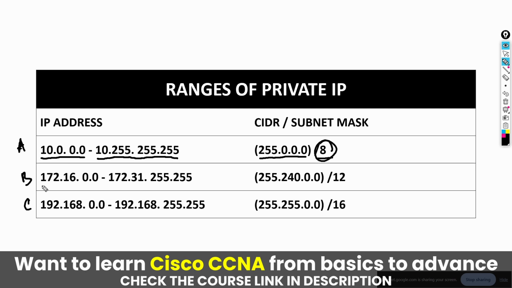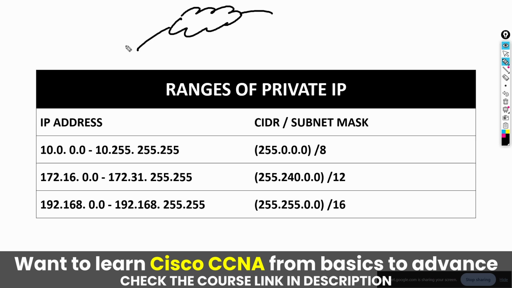Next, in class B, 172.16.0.0 to 172.31.255.255. This IP address range is reserved for private IP addresses. Public IP means that it is routable on the internet, which means you can access it via the internet. For example, I have one server and I have assigned a public IP address. If I want to access it from my home, I can access it. This device can be accessible from anywhere, from the internet.